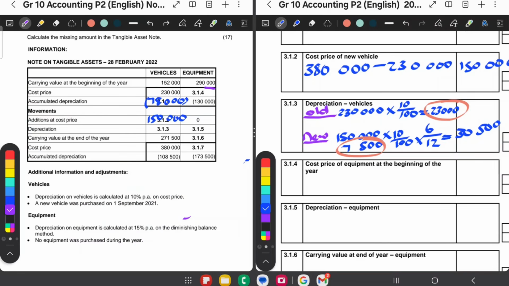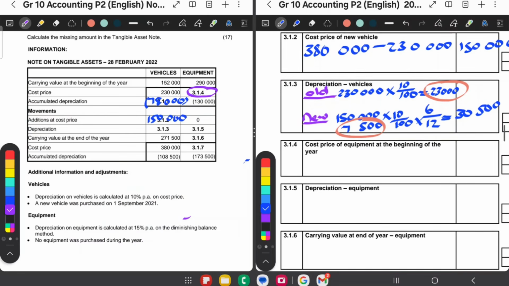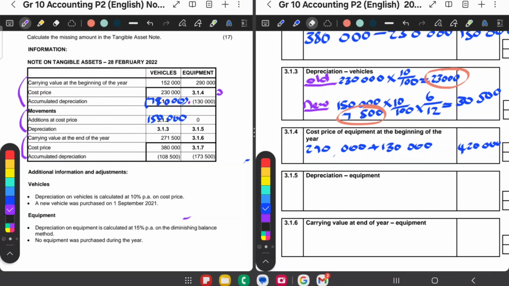Next missing amount is 3.1.4, and that is the cost price of equipment, and this is at the beginning of the year. So normally what we do is we say this big amount minus that amount gives me that. So this will be the big amount. So now I'm going to add these two together. So I'm going to say 290,000 plus 130,000 will give me the cost price. And that is a cost price of 420,000. Okay, so what you can also do is you can say, this is X.